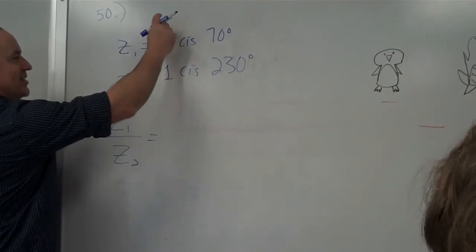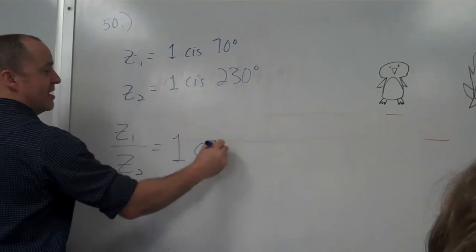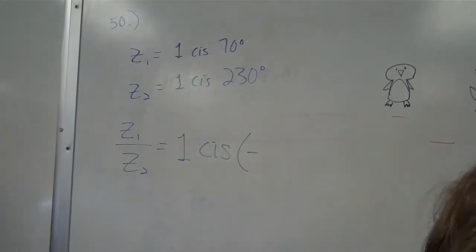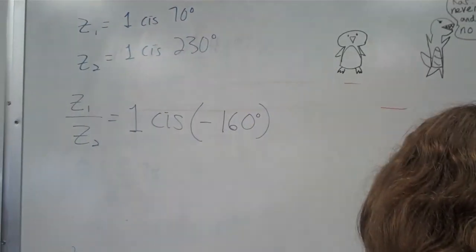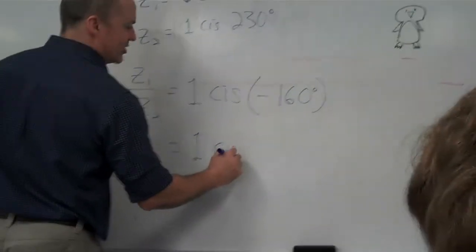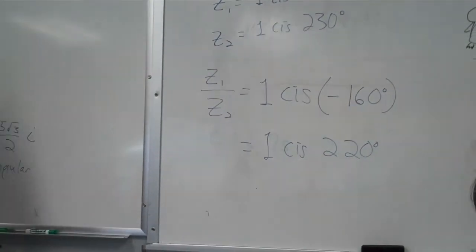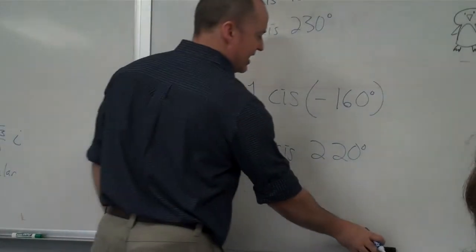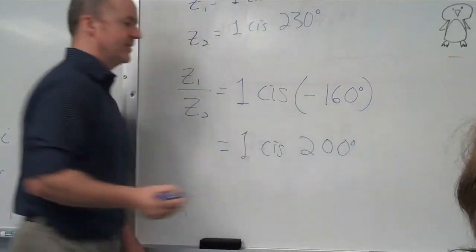So guys, this is 1 over 1, and then 70 minus 230 is negative 160. I'd like you to change it, because I have trouble figuring out immediately where that is. So 1 cis 200. I'm not having a good mental math day: 360 minus 160 is 200. It's okay, Mr. B.